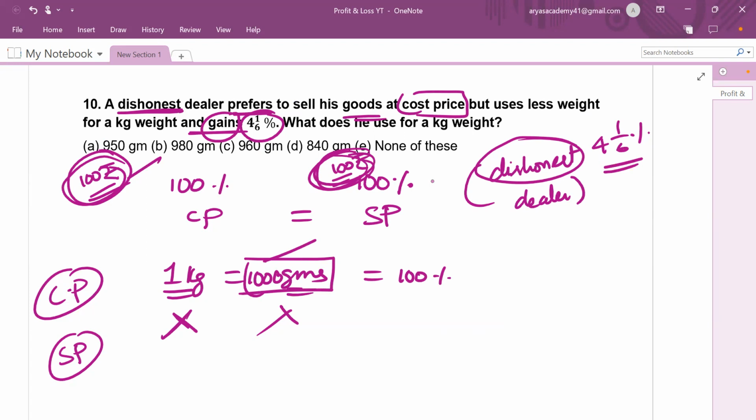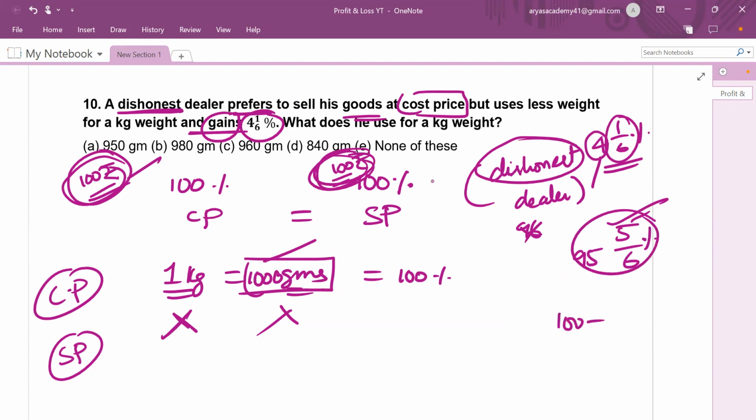So if you subtract 1/6, what is the rest? 5/6. Out of 6 parts, if 1 is over here, the rest of the 5 will be here. And if you subtract the 4, 100 minus 4 is actually 96, but that's wrong. It's actually 95 5/6%. This is the rest. If you don't understand, you can convert this into an improper fraction. But this is how you have to calculate: 100 minus 4 1/6 will be 95 5/6%. So while selling, he is actually selling only 95 5/6%.